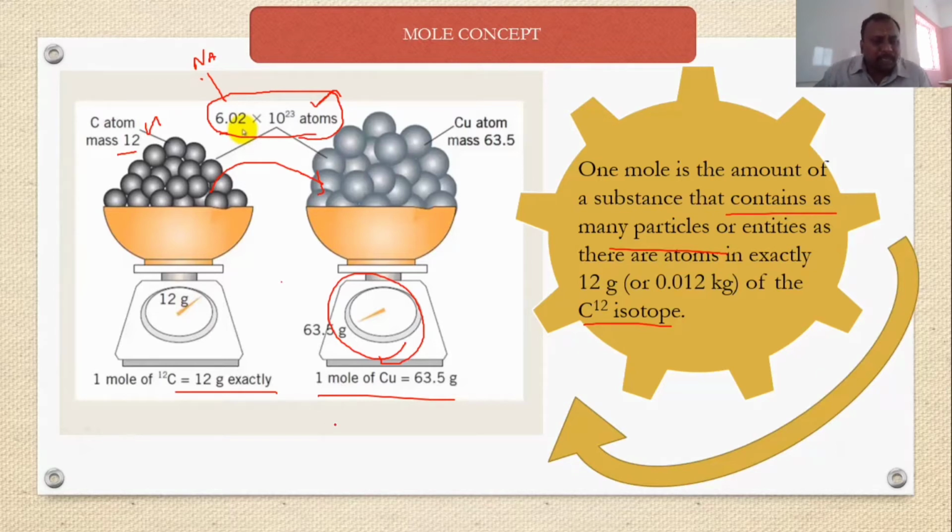Actually, we have taken this concept to understand the reactions. For example, the reaction of hydrogen plus oxygen gives H2O. Equation balance பண்ணினா 2H2 plus O2 gives 2H2O. So what is the meaning of this reaction? 2 moles of hydrogen will react with 1 mole of oxygen. It gives 2 moles of H2O.